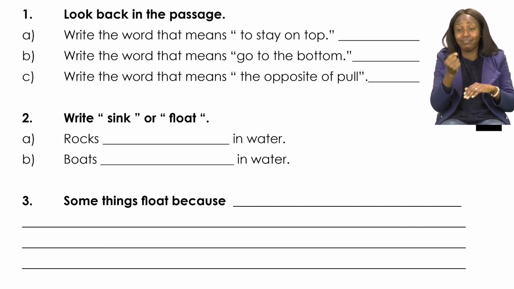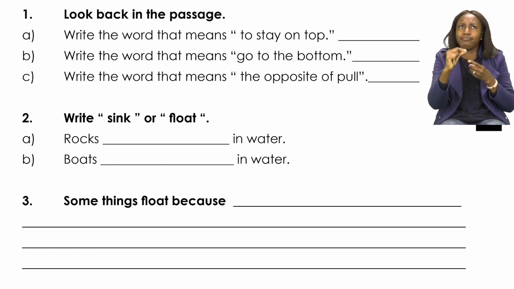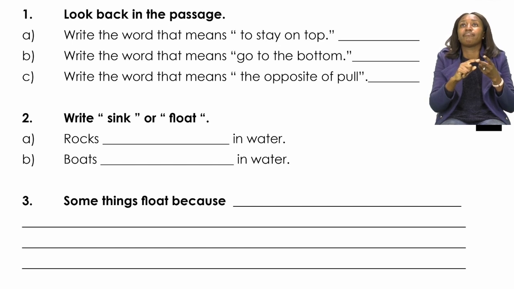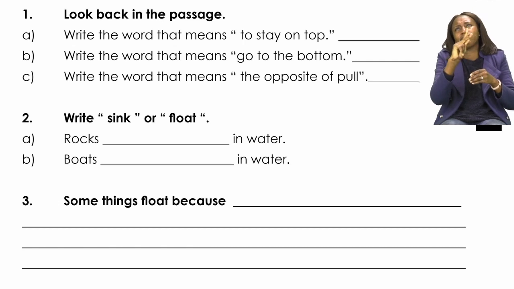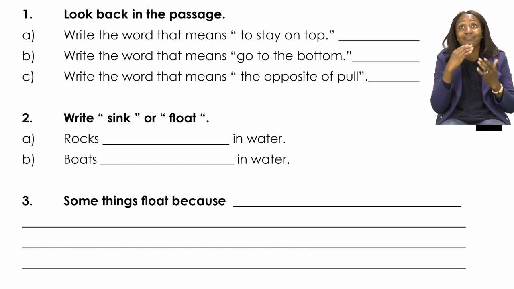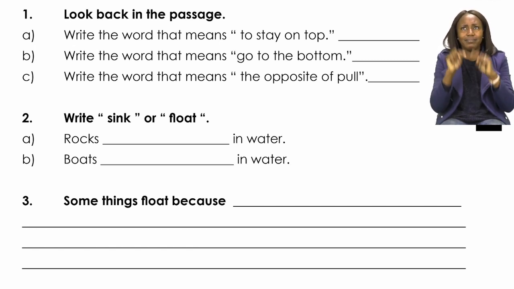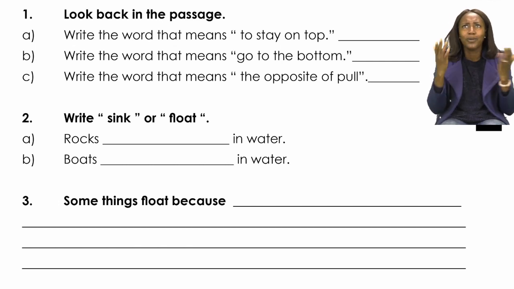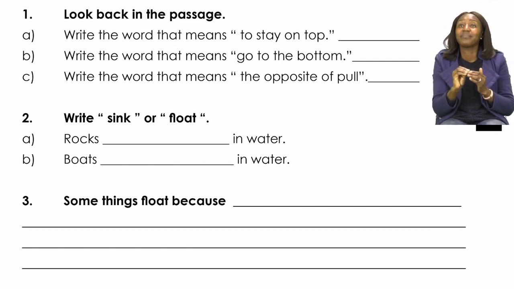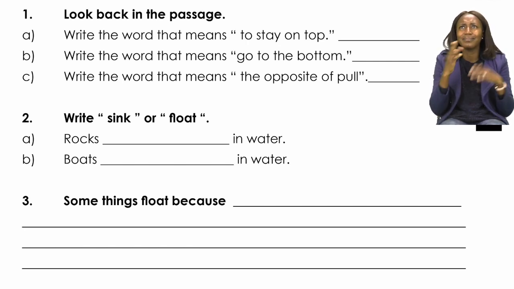For number 1, you are going to write only one word for each of them. Number 2, your words are either sink or float. And then for number 3, you are going to complete that sentence using the information in the passage. So now that we are done with that, it's going to be your job today to read it a second time. Make sure now when you're hunting for your answers, you have your eyes and ears wide open. Please, when you're reading it a second time, slow down so that you can look for your answers.